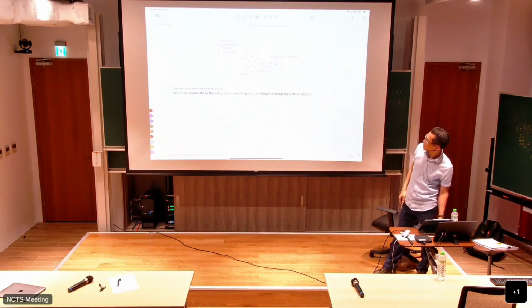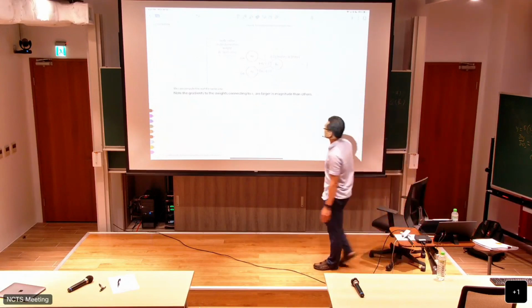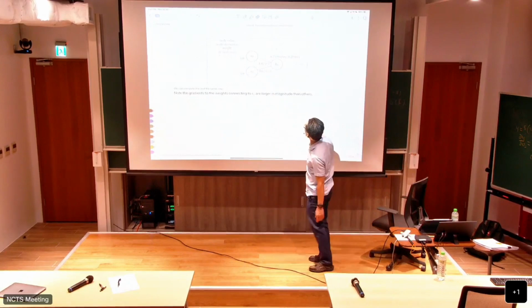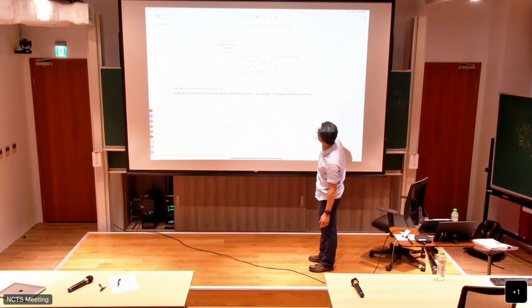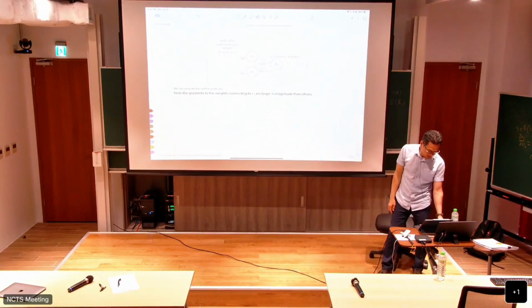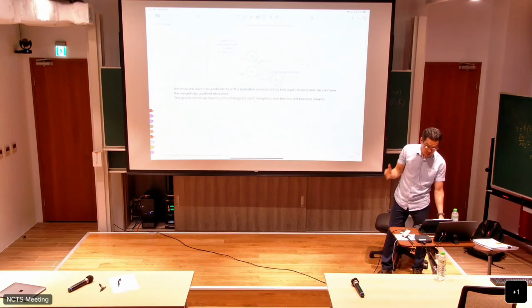There's a note there, right? The gradient to the weights connecting H2, which is here, is larger in magnitude than the others. It's okay, it just happened to be like that. Of course, we know the gradient is the sensitivity, right? So the largest gradient is going to change the most. So the weights and biases are going to change the most in the iterations.